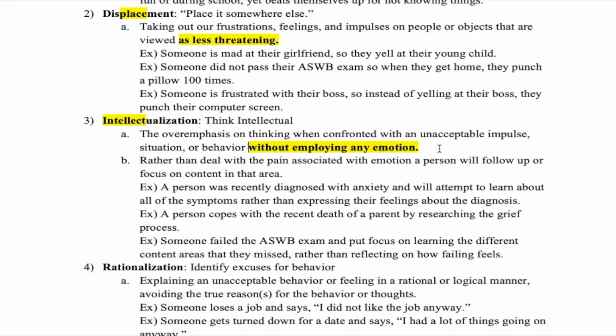So again, they're getting as much information as they possibly can. They're going DABDA, they're doing Kübler-Ross, trying to get the stages of grief, and saying this is what I'm going to be experiencing versus actually experiencing it naturally in some way, shape, or form. Another example, someone failed the ASWB exam and put focus on learning the different content areas that they missed rather than reflecting on how failing feels. So somebody is reading that sheet and so focused on the content areas that they missed that they're not reflecting on how it felt to actually fail.